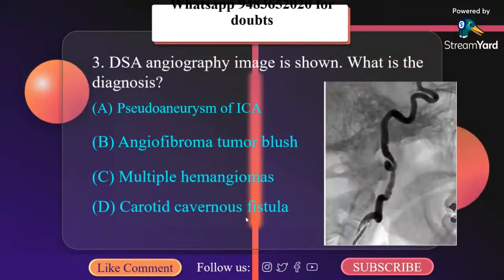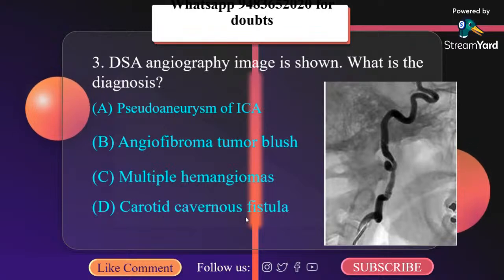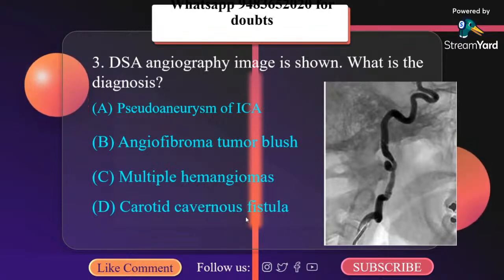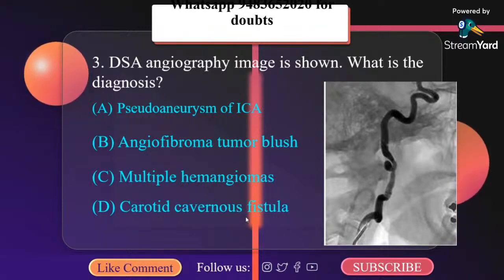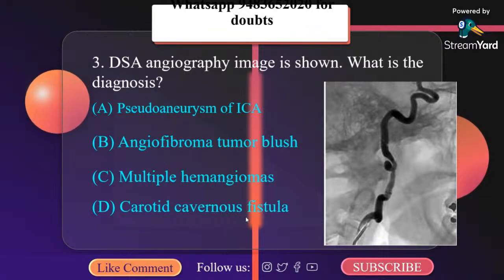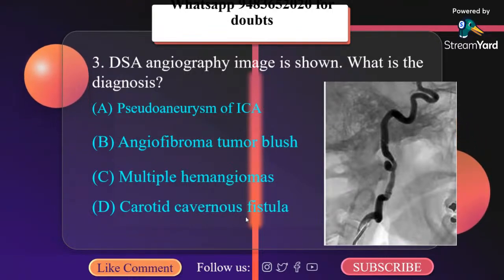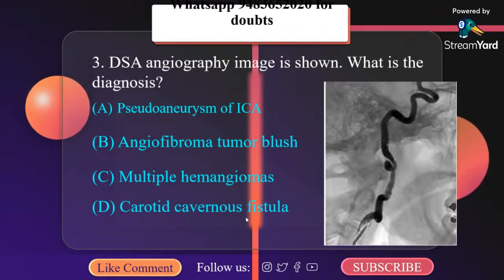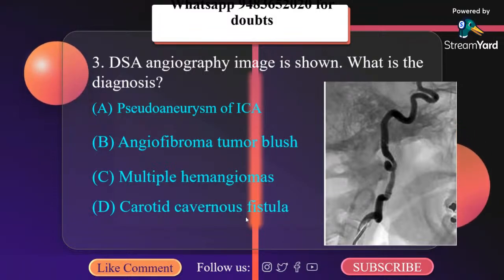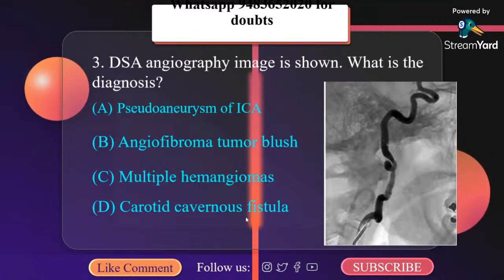DSA angiography image is shown. What is the diagnosis? A. Pseudoaneurysm of internal carotid artery. B. Angiofibroma tumor blush. C. Multiple hemangiomas. D. Carotid cavernous fistula. So what do you think is the correct answer?